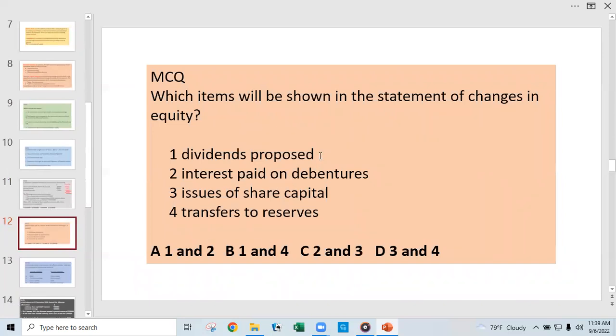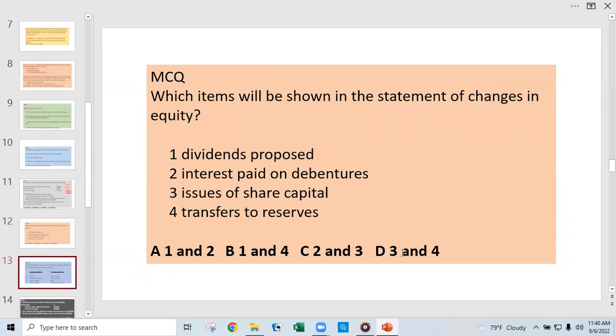Dividend proposed will be in income statement and current liability. Interest paid to debentures will be income statement. Issue of share capital will be part of changes in equity. Transfer to reserves also part of changes in equity. Therefore, answer is 3 and 4, D.